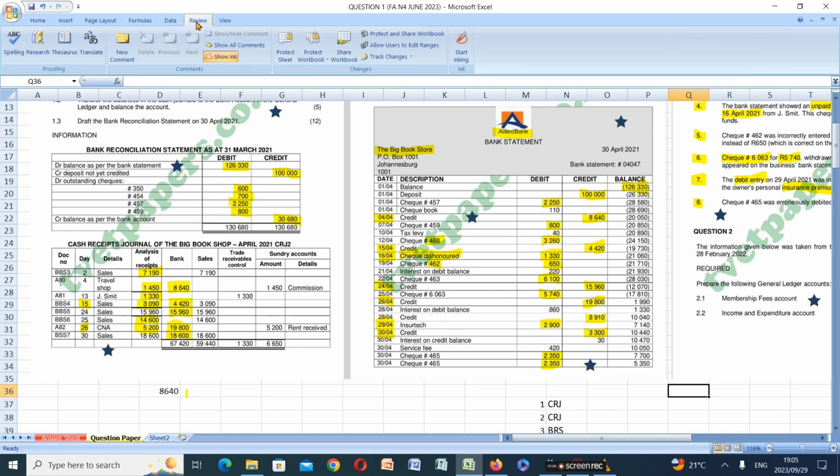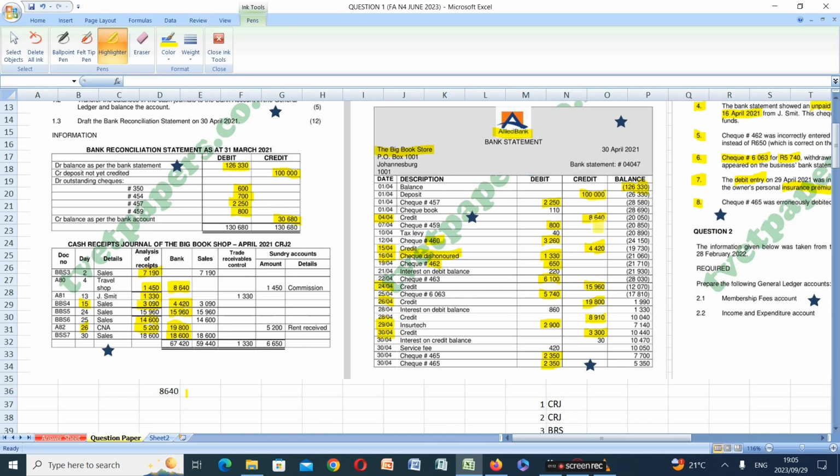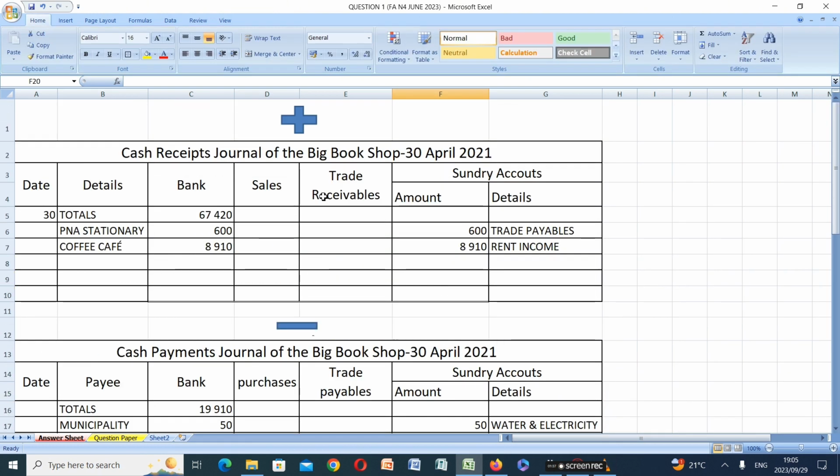We will start with the amount on the credit side. The only amount that's left is this 30. The 30 is for interest on credit balance. It's interest paid to us. The bank gave us interest, so we received interest. When we receive money, money coming in, it's on the credit side of the bank statement, which is a positive. Hence we're going to record that amount on our CRJ.